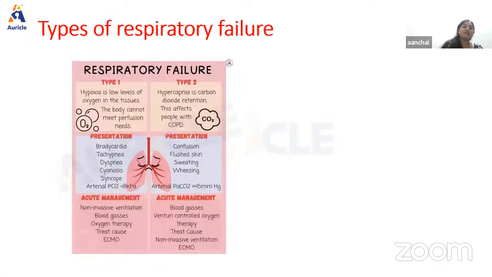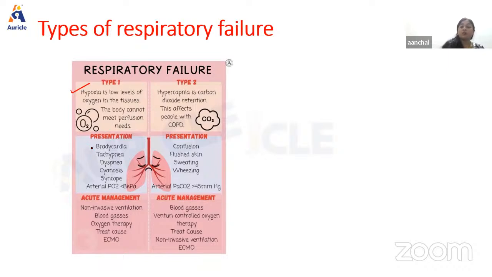Now next we have the difference between types of respiratory failure. Here for respiratory failure, we have type 1 and type 2. In type 1, there is hypoxia, low levels of oxygen in the tissue, and the body could not meet the perfusion needs, so perfusion will not be proper in the body. And type 2 is the condition of hypercapnia. Hypercapnia means more and more CO2 accumulation. So hypercapnia is carbon dioxide retention that affects people with conditions like COPD.